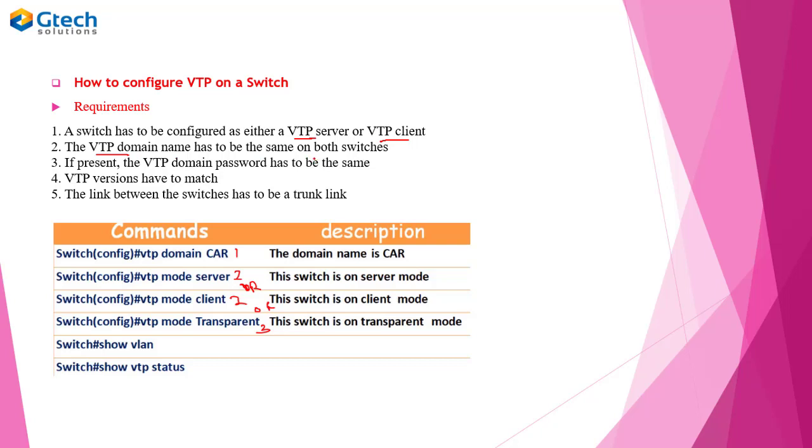A VTP domain simply means the name you will use to group your VTPs. Let's say in your network there is a GuruTech network, so the VTP domain will be GuruTech. If present, the VTP domain password has to be the same. Suppose we have a VTP domain password, then that password must be the same on all the switches. Then the VTP version has to match on all the switches.